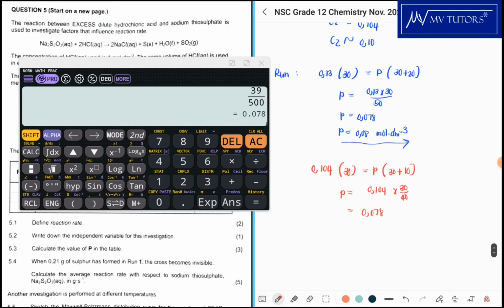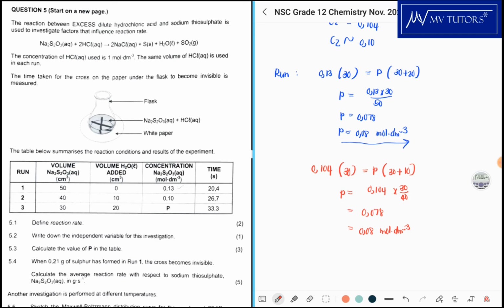Okay, so basically P is 0,08 moles per cubic decimeter. And are we expecting a low concentration? We are. If you're getting anything more than 0,1 or 0,13, it's wrong. That's because the time is still increasing. So if the time is increasing, it means your concentration is decreasing.